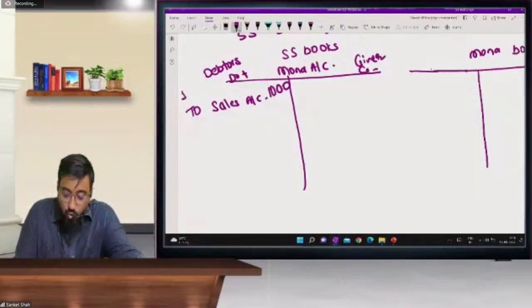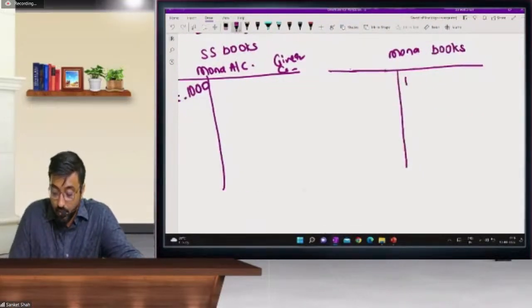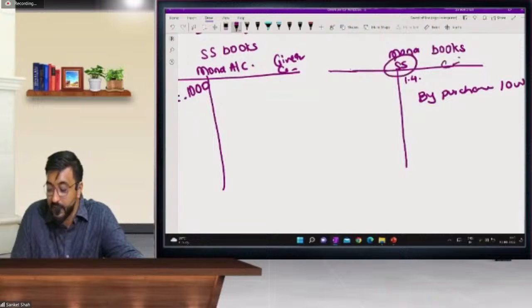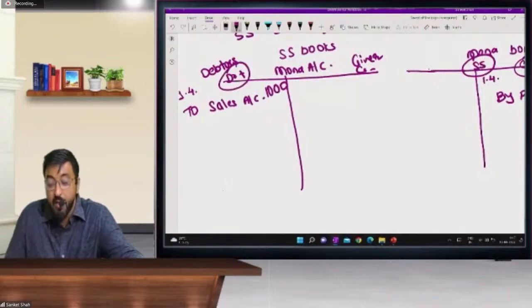Assume I sold goods on 1st of April. In Mona books, SS account by purchases, by purchases 1000. So Mona के books में SS को credit balance होएगा. And in SS books, Mona has debit balance. Okay, so in SS books, Mona has debit balance, and in Mona's book, SS has credit balance.